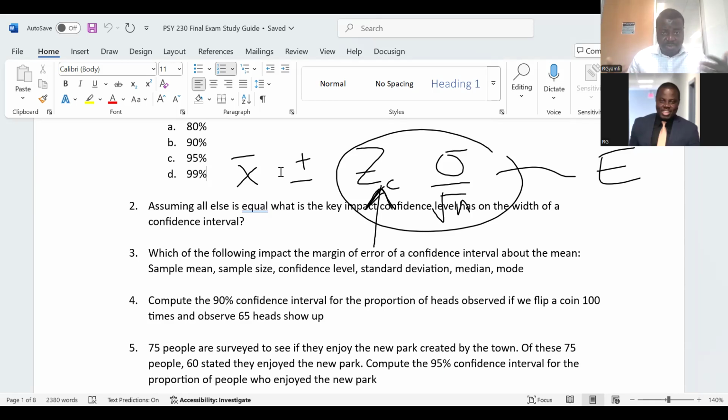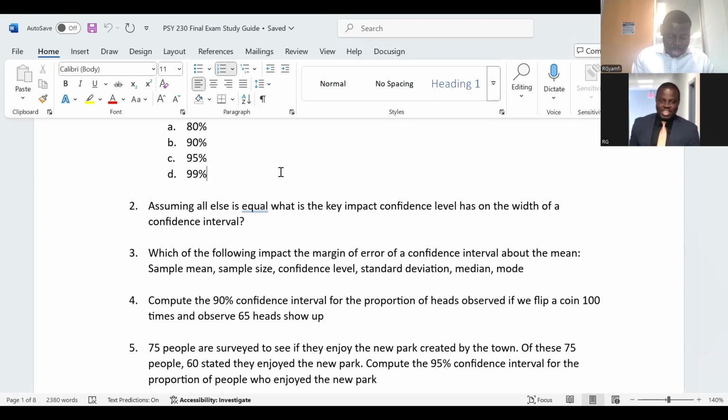Number 4. You would find the formula in the formula sheet, which is given to you on the exam. All right. Number 4. Compute a 90% confidence interval for the proportion of heads observed if we flip a coin 100 times and observe 65 heads show up. So we flip a coin 100 times, so our sample size is 100. And then we observe 65 heads. Remember, we're trying to find the confidence interval for the proportion of heads observed. So our success is going to be when we flip the coin and get a head. That's a success, and that is why it says we observe 65 heads out of the 100.